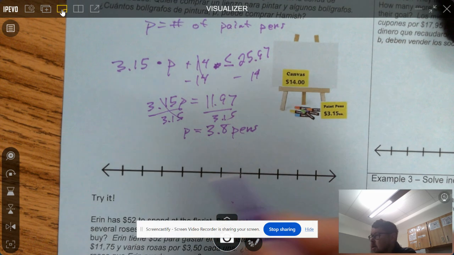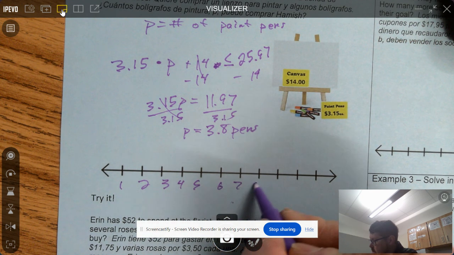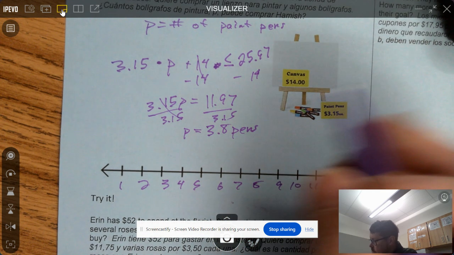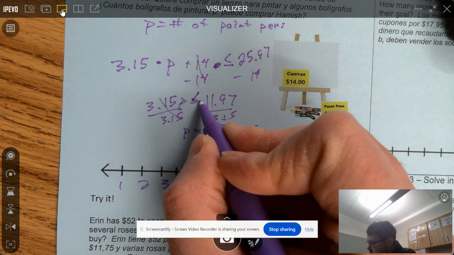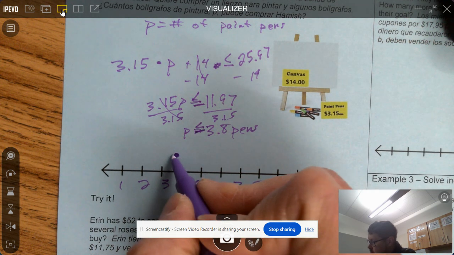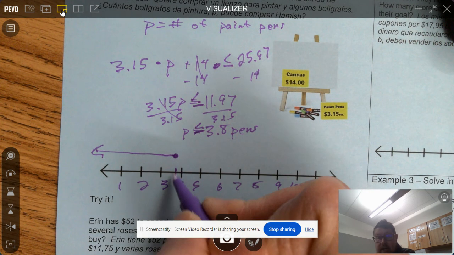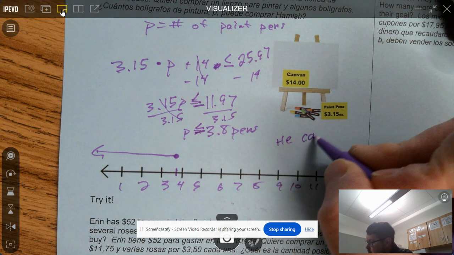So let's do, how did I set up my number line? 1, 2, 3, 4, 5, 6, 7, 8, 9, 10, 11. So 3.8 would be right here-ish. No, gosh, come on, these aren't equations, they're inequalities. So it would be right here going to the left. But again, you can't buy 0.8 of a pen. So he can buy 3 pens.